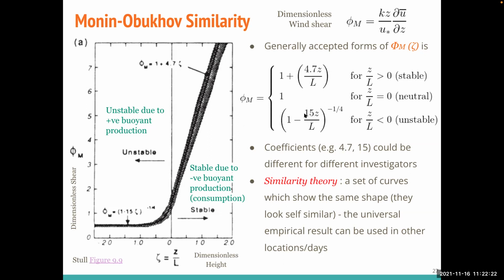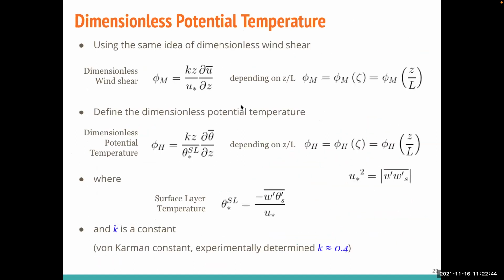This is called parametrization. Okay, so which means that if we have this empirical relationship, if we have the height or the Obukhov length, you can find this in all the models that we have nowadays. Okay, if you can find these two, then you can find the profile for your dimensionless shear, right? Okay, so we have defined this dimensionless wind shear, and using the similar idea, we can define the dimensionless potential temperature. So very similar to this one.